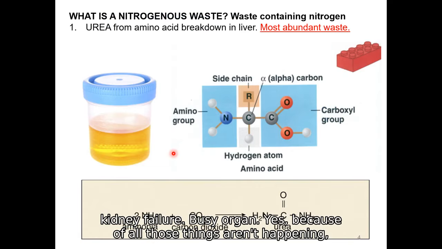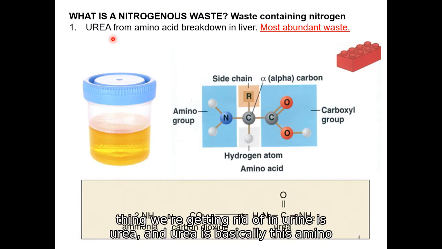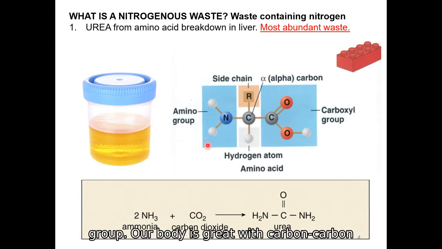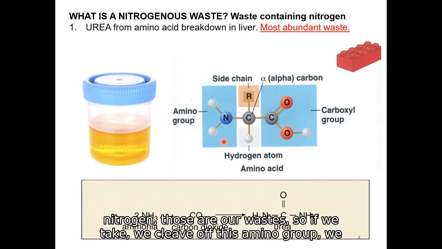Busy organ. All right. If your kidneys fail, is that likely to result in fatality? Yes, because all of those things aren't happening, and the nitrogen waste building up in the blood is toxic. So the number one thing we're getting rid of in urine is urea, and urea is basically this amino group. Our body is great with carbon-carbon bonds and oxygen-hydrogen. We've got things to do with that. But typically when you see amino groups and nitrogen, those are our wastes.